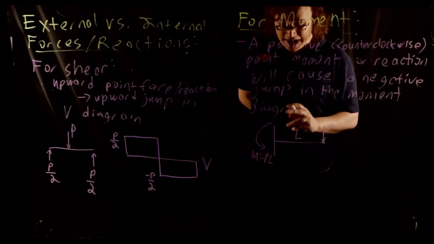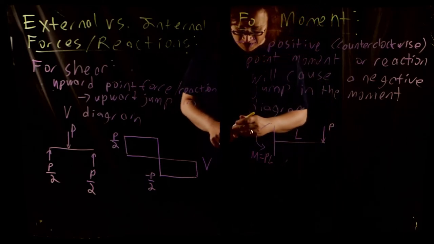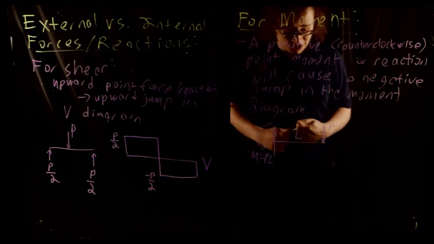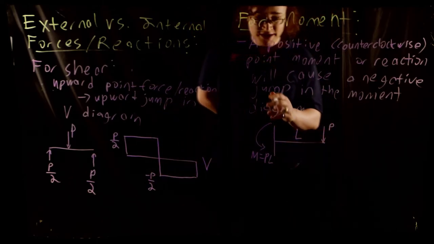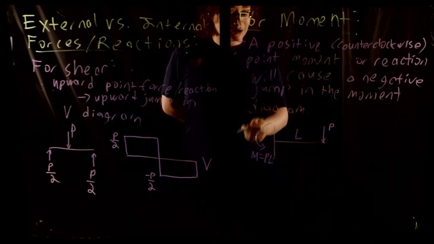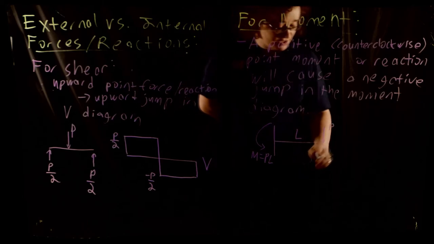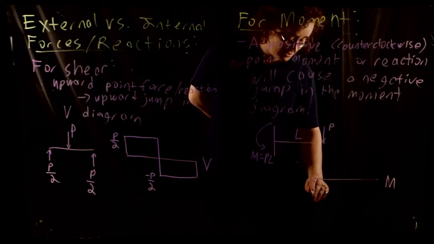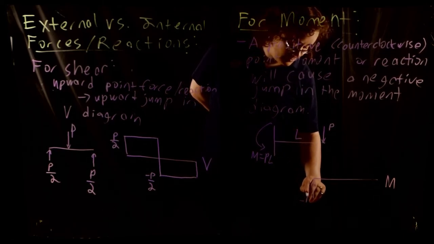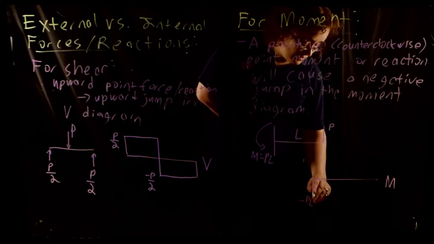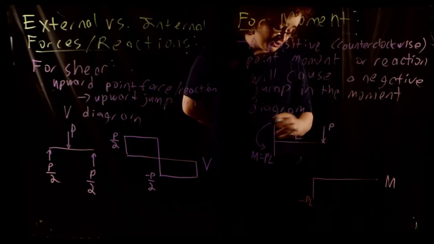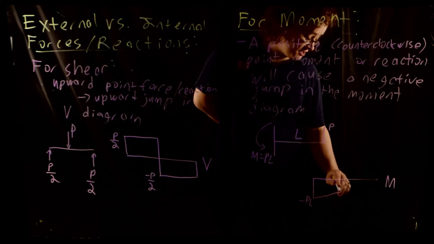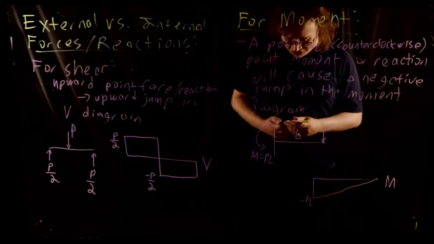Fairly simple. However, in our moment diagram, we know that because this beam is going to be in negative curvature, we should expect a negative moment. And so, here, we have a positive counterclockwise point moment or reaction on the left-hand side of the beam. So for our moment diagram, we're going to immediately drop down to negative PL. And because we have no loads, or actually no shear, we would have shear, but what this would end up looking like is just a linear function going to zero. But you can run through the integral to see that.